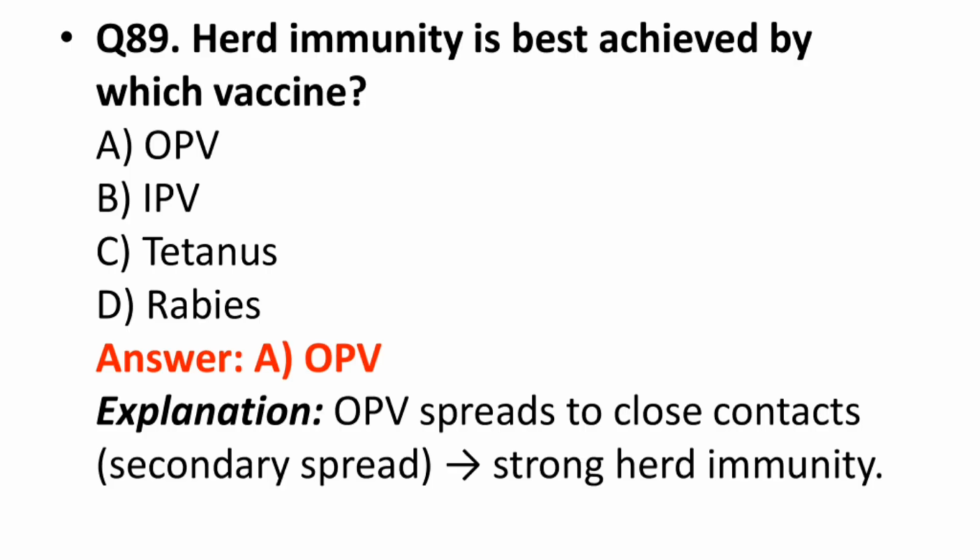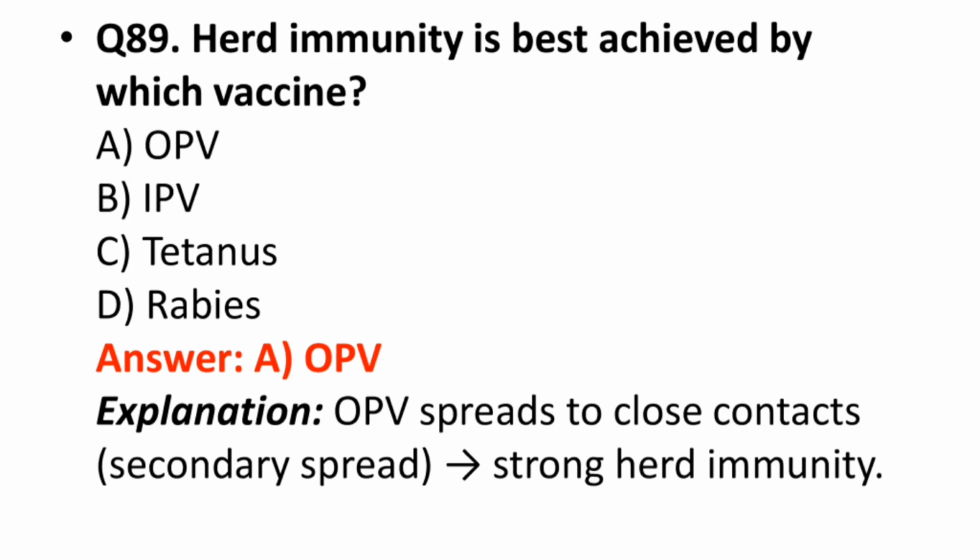Herd immunity is best achieved by which vaccine? Option A, oral polio vaccine. Option B, inactivated polio vaccine. Option C, tetanus. Option D, rabies. The correct answer is option A, OPV.